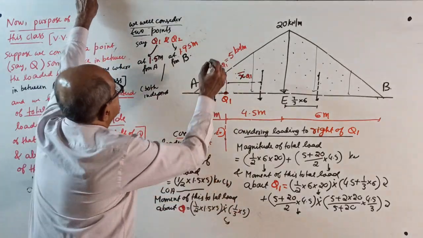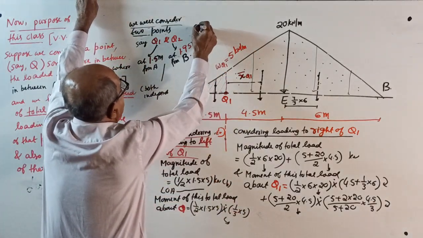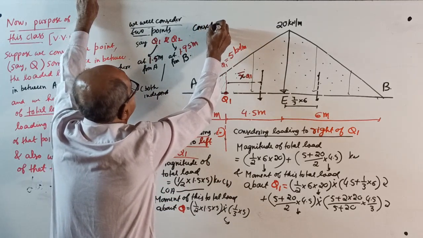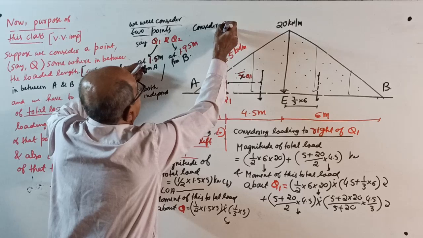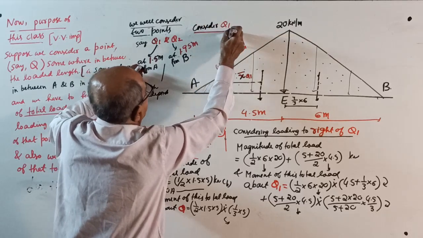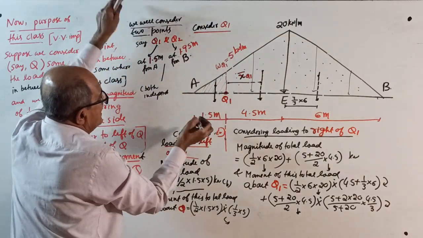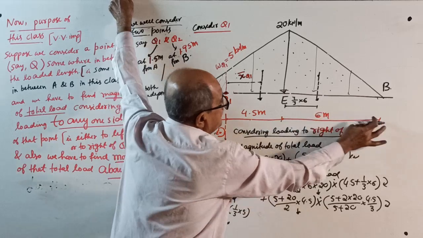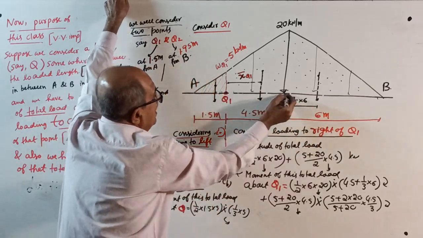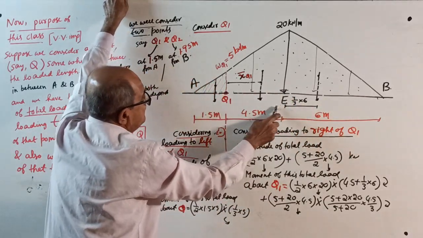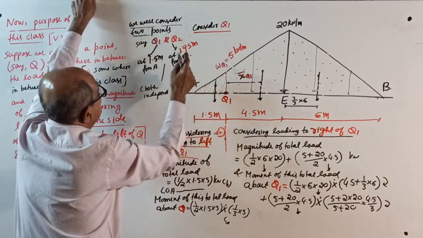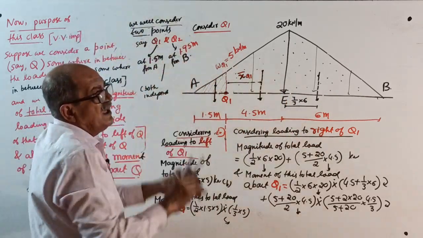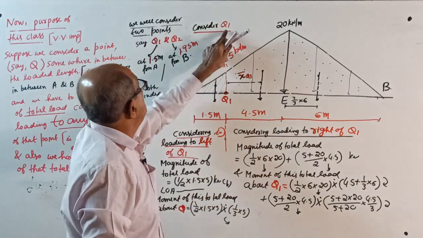Okay, right here. First, consider Q1. Draw a neat diagram. See, this total is 6 meter. Here, this point you take E. They don't see 1.95. 1.95 will come in the second round. I am telling only Q1.